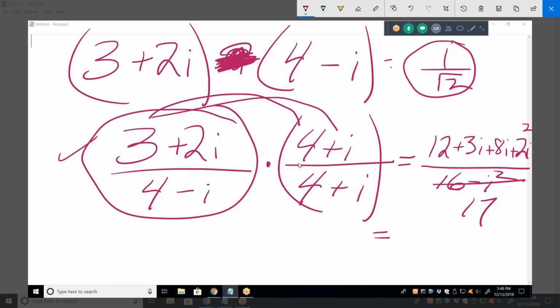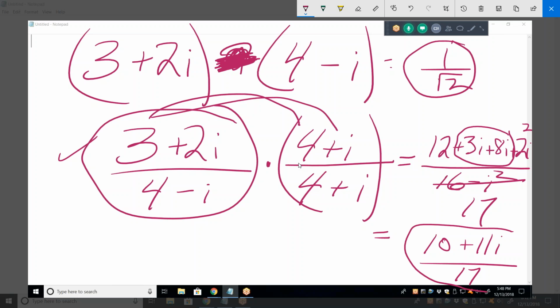Okay, now simplify the numerator. i squared is negative 1, so it'll be plus 1 instead of 2i squared. It'll be plus 2. Oh, I'm sorry. It'll be minus 2, excuse me. Yes, because we multiply i squared by 2, which would be -1 times 2, which is -2. Right. Add it to 12, you get 10. Combine those i terms, you get plus 11i, and the denominator is 17.